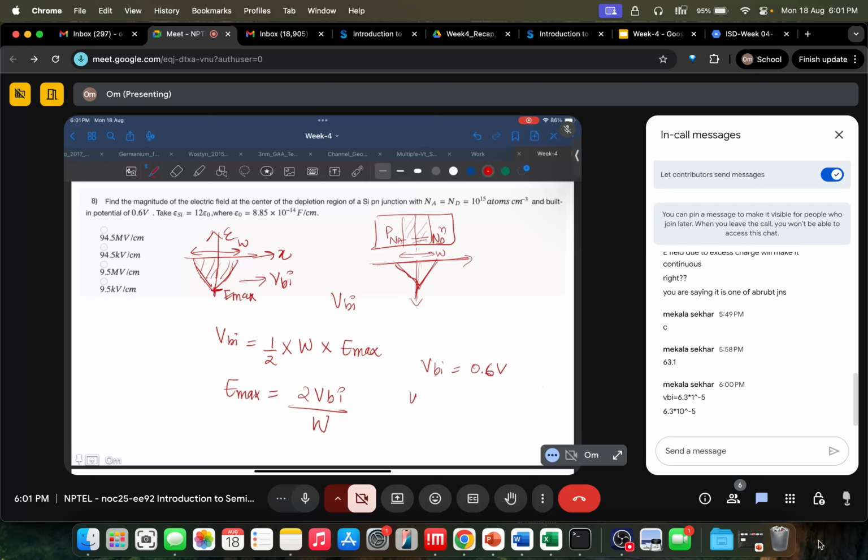and W depletion is under root 2 epsilon naught by 2 VBI and plus ND upon NA. So we have to do this, and if we do this, what we get Emax is 9500 volt per centimeter, which is 9.5 kilovolt per centimeter.